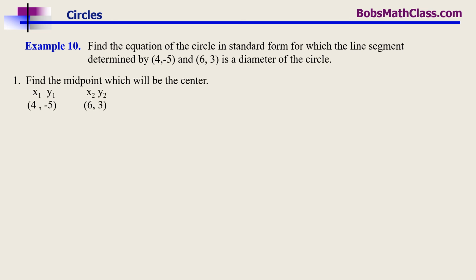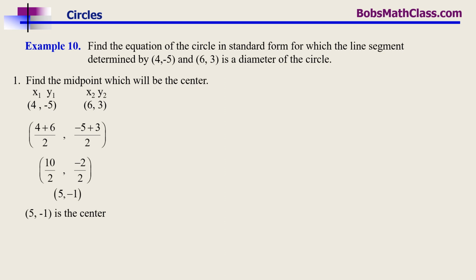Okay, so just like the last problem, use these numbers to find the midpoint. So that's 4 plus 6 over 2 and -5 plus 3 over 2. So that will give us (5, -1). That's our center. Okay, we have a center, and then we need a point, and you could use either one of those 2 points that we have given as our other point. You could use the (4, -5), or the (6, 3). It's totally your choice. I'm going to use the (6, 3).